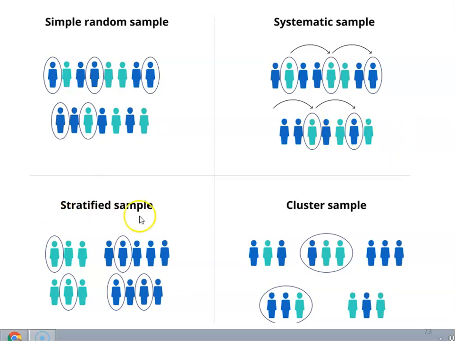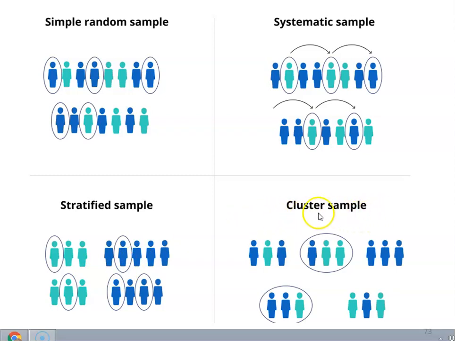In stratified random sampling, you divide your population into groups or strata. For example, we have these males and females in our population. We sort them into two groups. Then we take an equal number of individuals from each group, or we may choose individuals from each group by simple random sampling method or by systematic random sampling method.